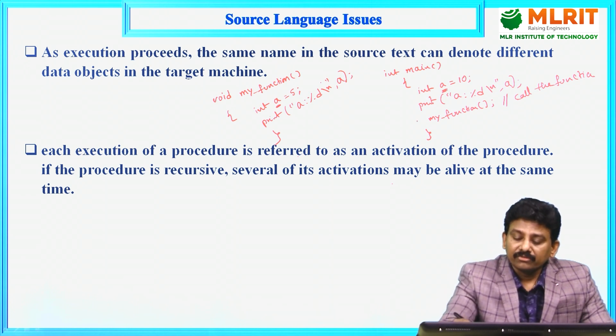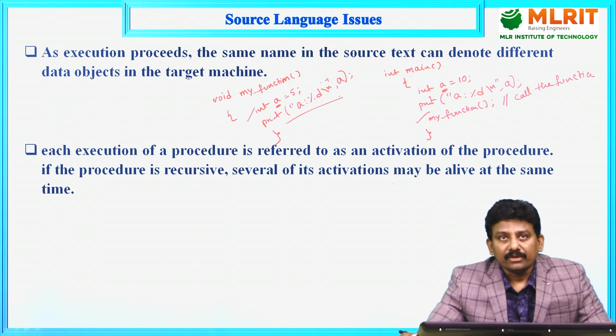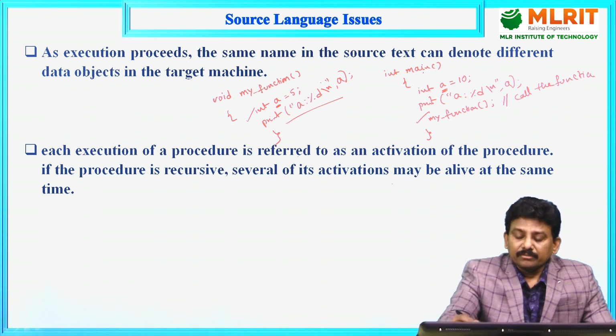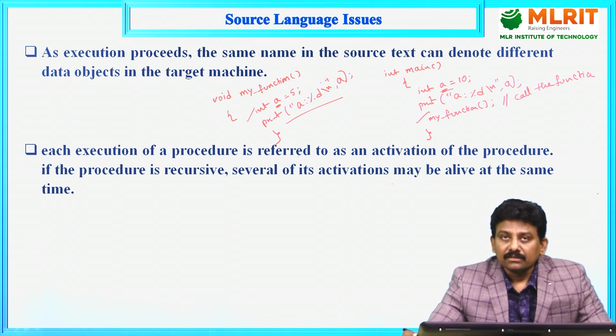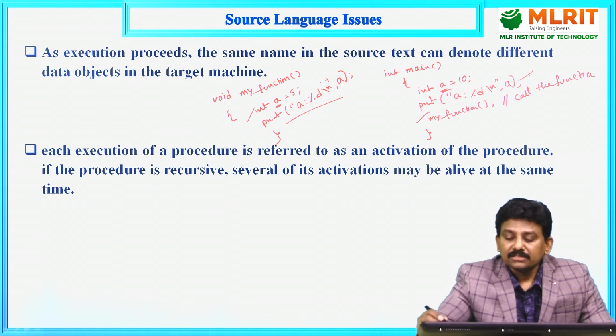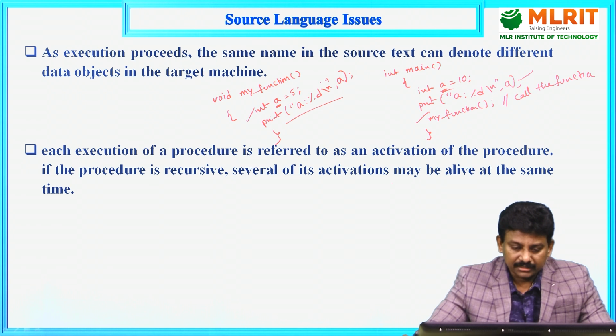When you call the function my function, the control goes to my function, there I will print the value of A as 5. In main function, we will declare a variable A and assign 10, we can print the value of A as 10. Here same name in the source text can denote different data objects in the target machine. That means a variable declared inside a function might have a different scope from one declared outside the function.